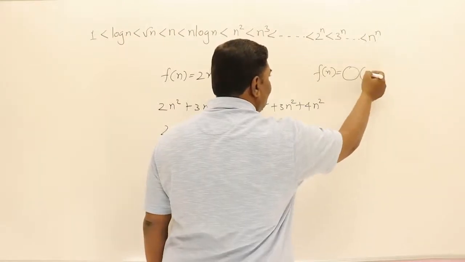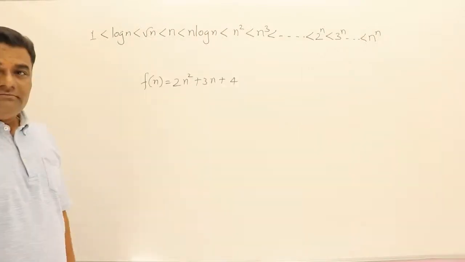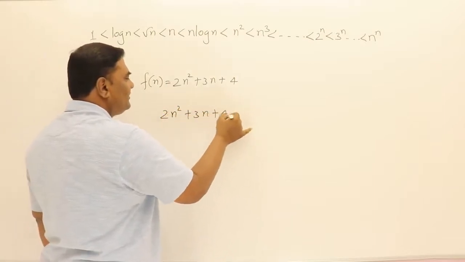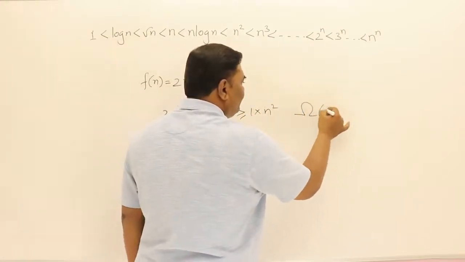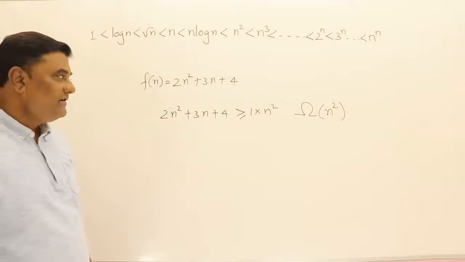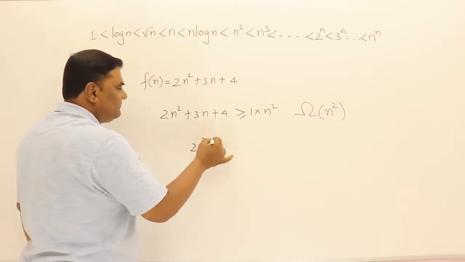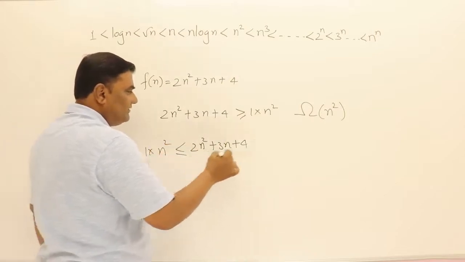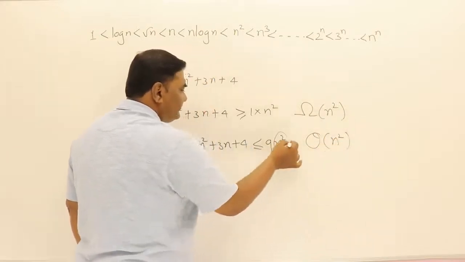So g of n is what? n square. f of n is big O of n square. Now for the same function, I can say 2n square plus 3n plus 4 is greater than or equal to 1 into n square. So it is omega of n square. I made it as 1 into n square. Now the same thing, 2n square plus 3n plus 4 is lying in between 1n square and 9n square. So this is theta of n square on both the sides.